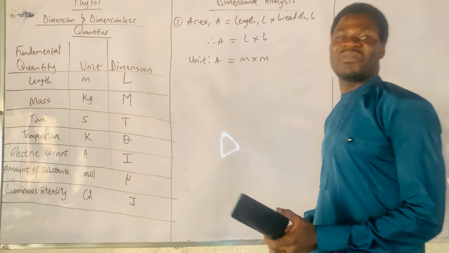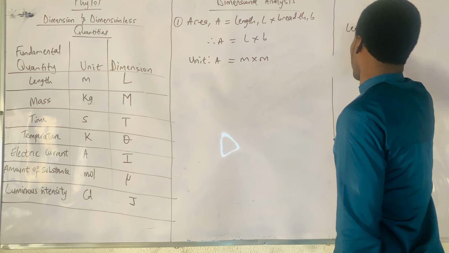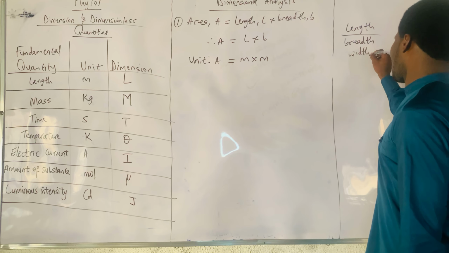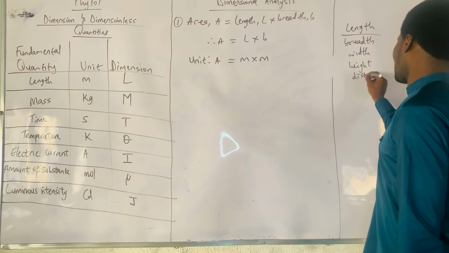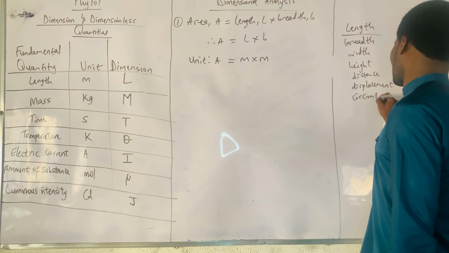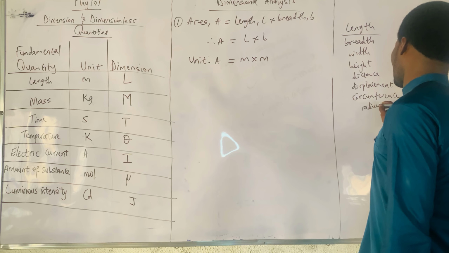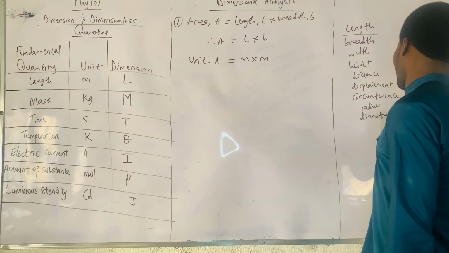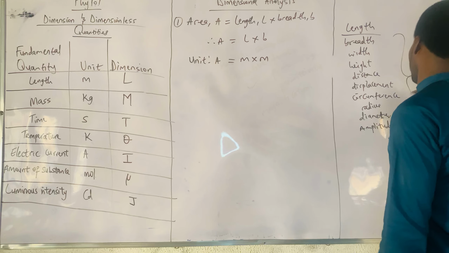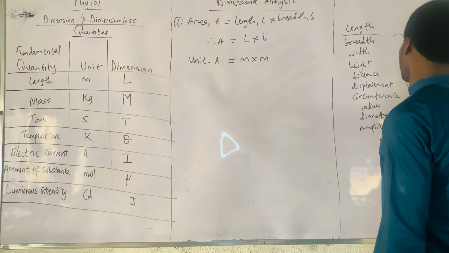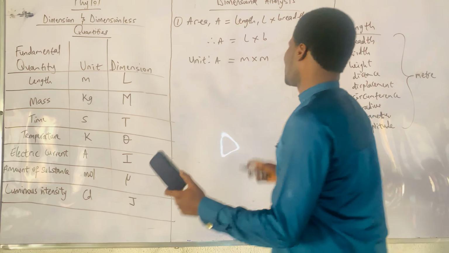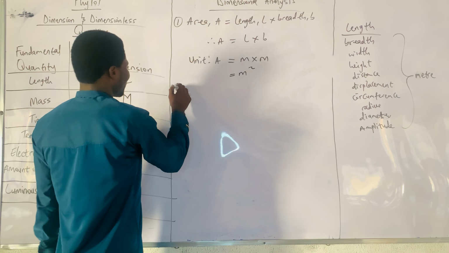As a matter of fact, length has various names. The following are called lengths. So anywhere they appear, they perform the function of length. We have breadth, width, height, distance, displacement, circumference, radius, diameter, amplitude, and so on and so forth. All of them, they have the same unit as length, which is meter. Okay, so breadth is also a form of length, right? So unit will now be what? Meter squared. Then there's another thing we call base unit.